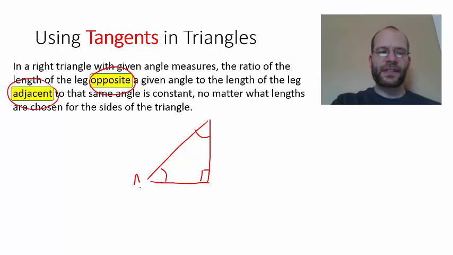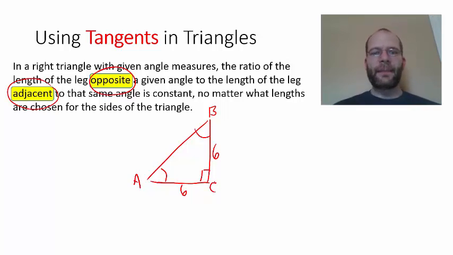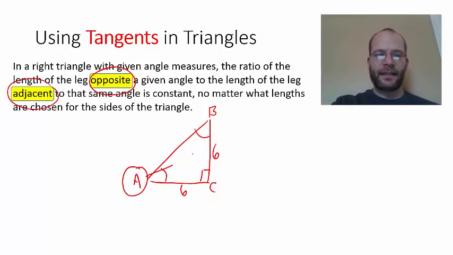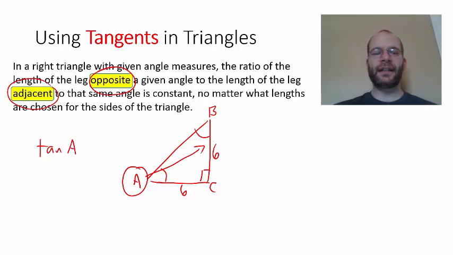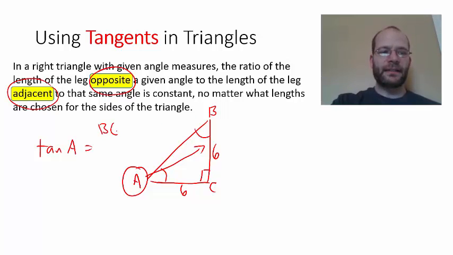So let's focus here on angle A for just a moment. This is angle A. And let's suppose that this triangle has lengths 6 and 6. And we'll say that it's triangle ABC. The opposite leg in this particular triangle with respect to angle A is BC. So the tangent of A, the tangent ratio related to angle A, is equal to the opposite, which is BC, divided by the adjacent. The adjacent leg is AC.